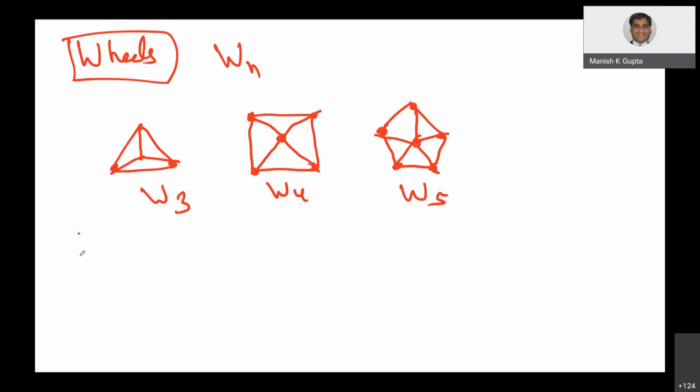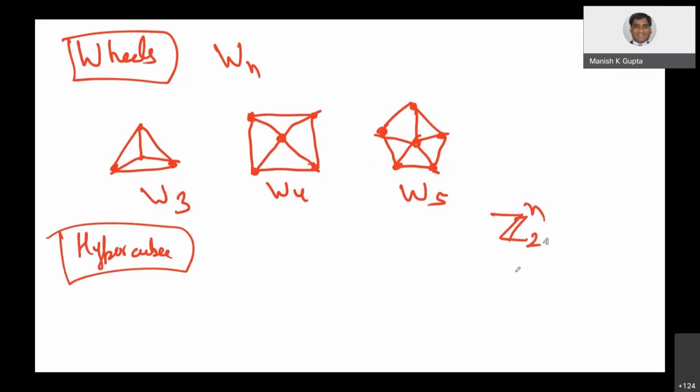By the way, another one is the hypercube. Hypercubes are really very interesting. If you look at Z2 raised to the power n, this is nothing but a hypercube of dimension n. For n equal to 1, the hypercube is 0 or 1. For n equal to 2, there are 4 possibilities: 00, 01, 10, 11.